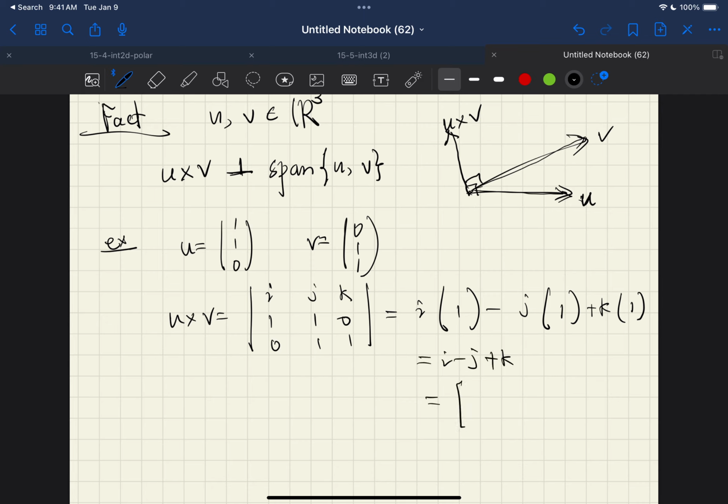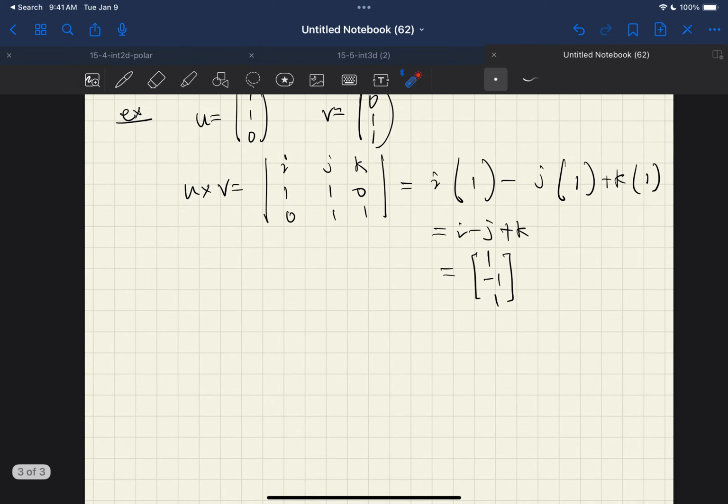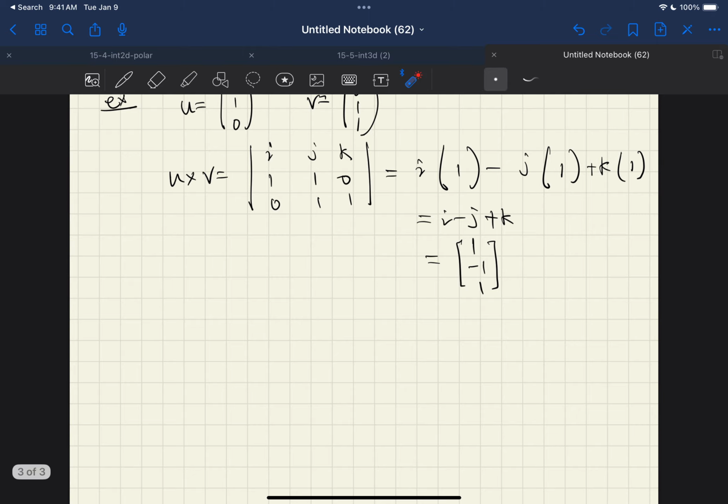Or you can think of this as i coefficient is 1, j coefficient is negative 1, and k coefficient is 1. So this is another vector, and you can see that the dot product of this with u is going to be 0, and the dot product with v is also going to be 0. So this vector is perpendicular to both u and v. Alright, what is then the final question?